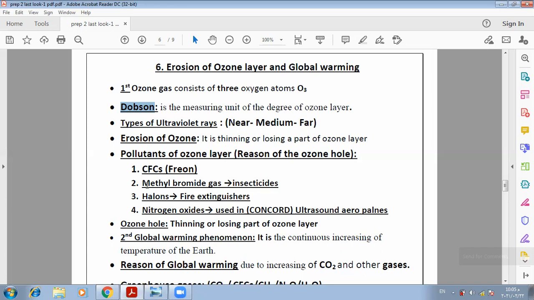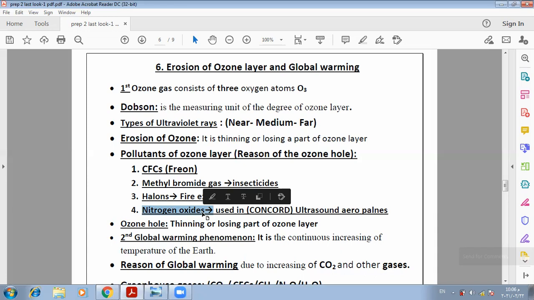Number 2, methyl bromide. Methyl bromide gas is used to preserve stored agriculture crops. Number 3, halogens. Halogens are used in fire extinguishers. Number 4, nitrogen oxides, used in the Concorde aeroplane, supersonic aeroplanes, as nitrogen oxide is produced from burning the fuel used in this aeroplane. So I have 4 pollutants, all of them are reasons for the ozone hole or the erosion of ozone.